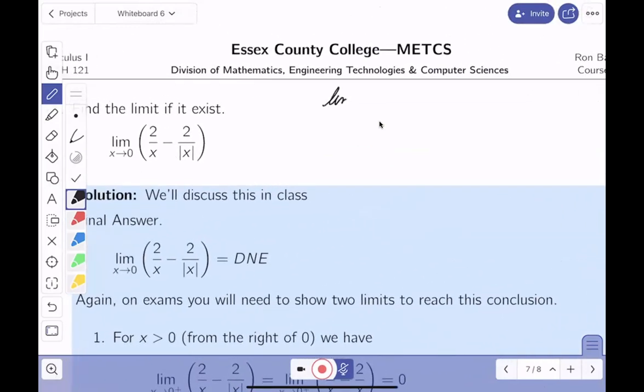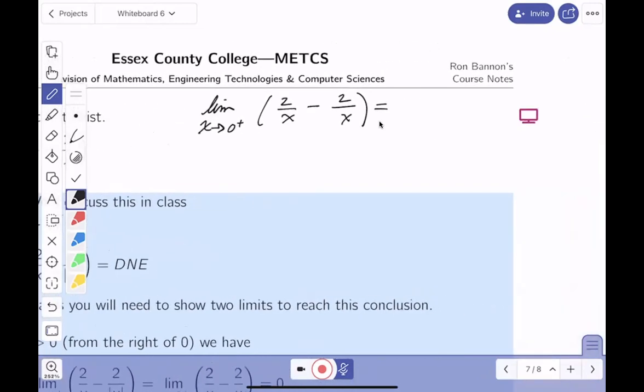Limit as x approaches 0 from the right. Well, what do you get over here? You would get 2 over x minus 2 over. If you're to the right of 0, the absolute value of x is just x. Now, what do you get over there? Oh, I just combine them together. What do you get? It's pretty simple. I mean, x is not 0, so I can combine them together. You would get 0 there. What's that limit? 0. That was easy.